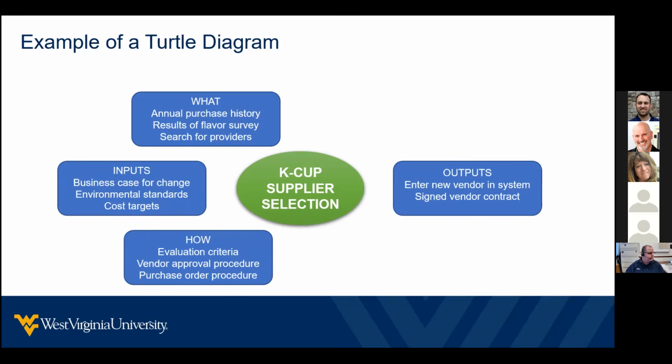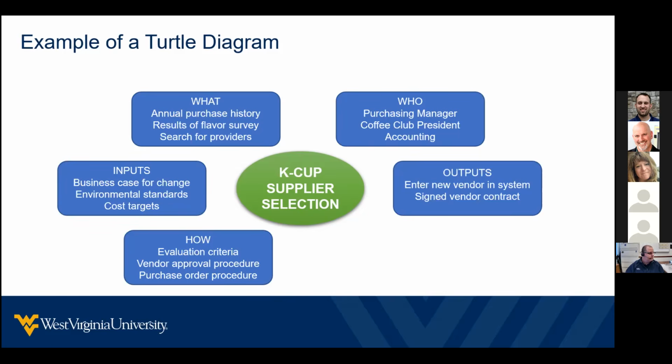First, we'll need to look and see how much coffee we've purchased over the years, and if there's a discount available from the vendor if they can meet our demand. We'll also need the results of the flavor survey, another improvement recommendation, to confirm the vendor has the flavors that we want. And finally, we need to search for suppliers using this information.